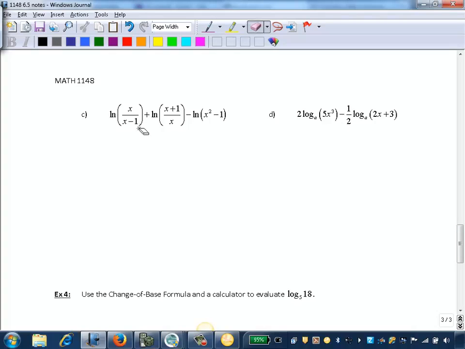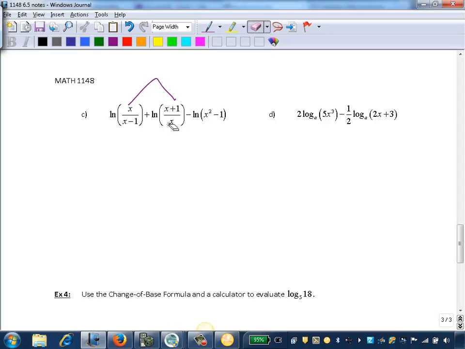Okay, so on part C here, we've got actually 3 logarithms, 3 natural logs, base e, and we want to combine all these. So we've got a sum, these are being added, and then we're subtracting. So let's go 2 at a time. I don't recommend trying to go from 3 directly to 1. I would recommend pairing up 2 of them and then pairing up 2 more. So let's look at the first 2. Natural log of x over x minus 1 plus natural log of x plus 1 over x.